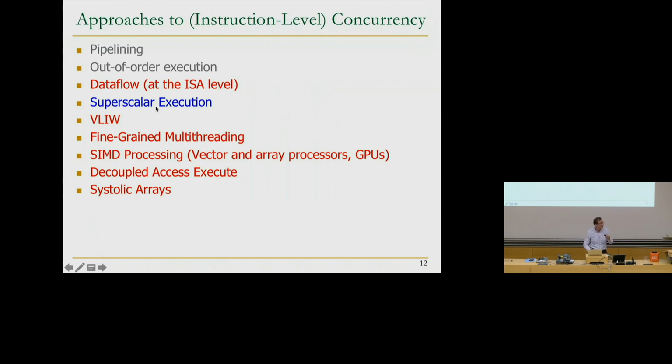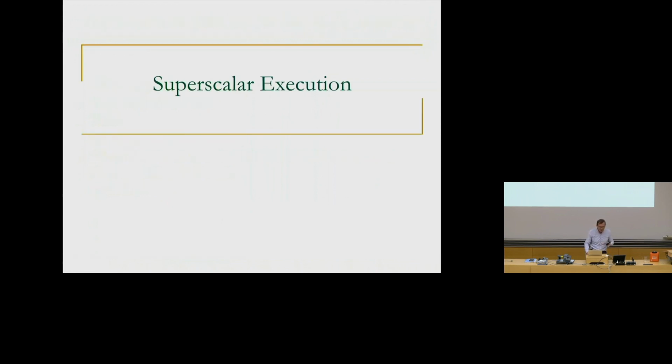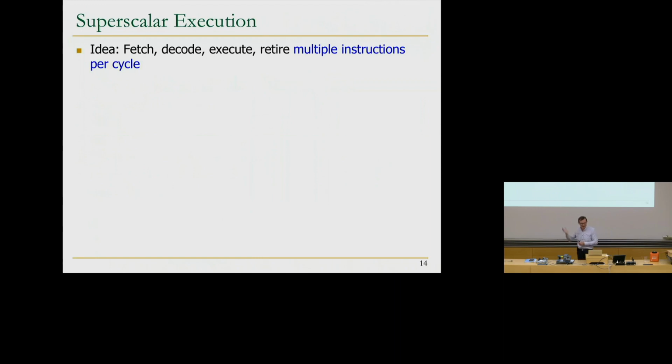Okay, so I'm going to cover superscalar execution also, and then we're going to switch to branch prediction. So superscalar execution, I already gave you the concept, actually. It's basically fetching, issuing, decoding, executing multiple instructions per cycle. That's it. I said it over here.